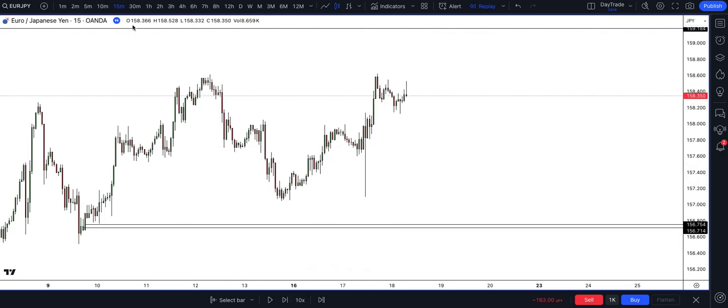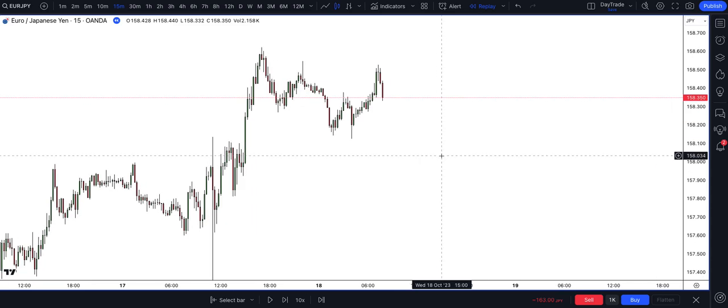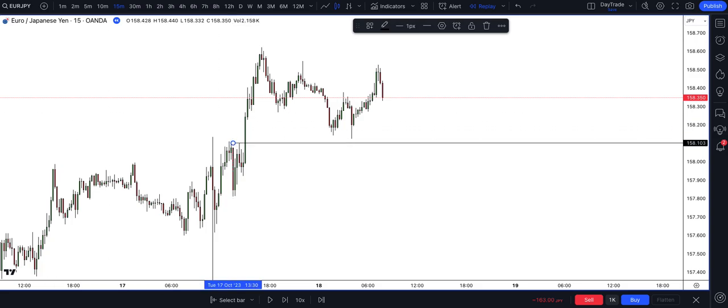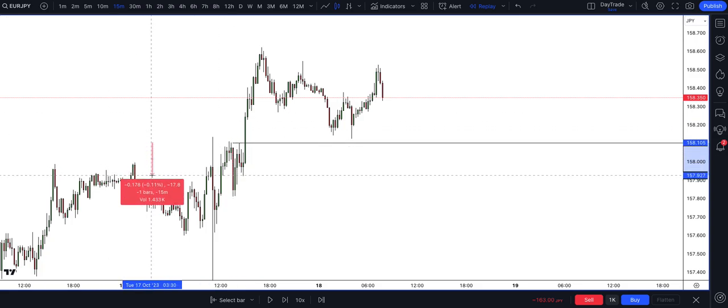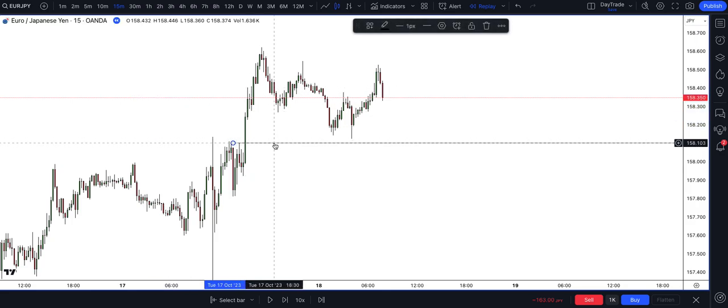Right, into the London session again. Anything for us? This is a potential zone here, but again, it's really annoying that I can't see what's inside of it and how it's been reacting. Nah, it's not a zone anyway. It's not pushed far enough away.